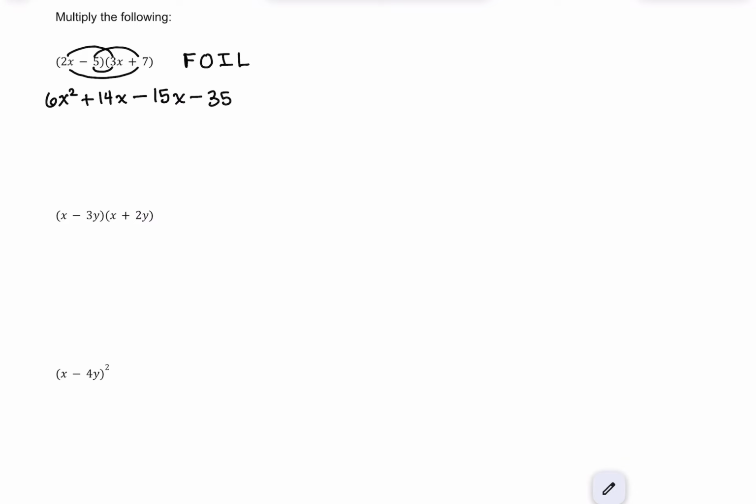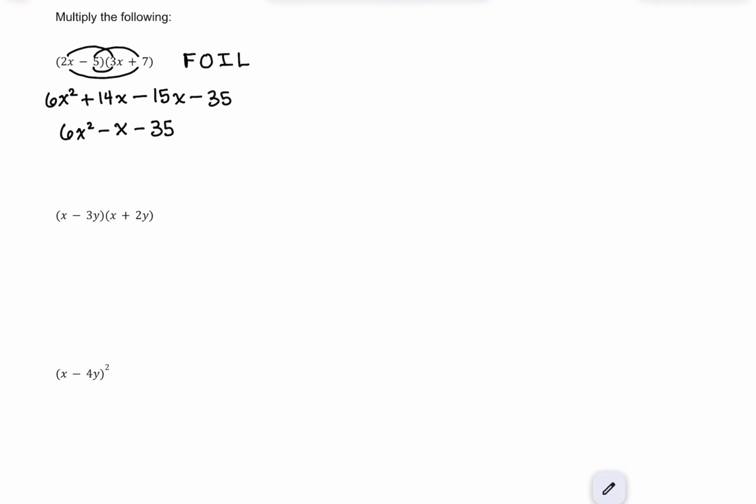Now, when we collect like terms, remember like terms have the same variable factors and the same exponents on those variables. 6x squared does not have a like term in this problem, but the positive 14x minus 15x gives me a negative 1x, which we will just write as negative x, and then bring down the minus 35. So 6x squared minus x minus 35 is the product of those two binomials.